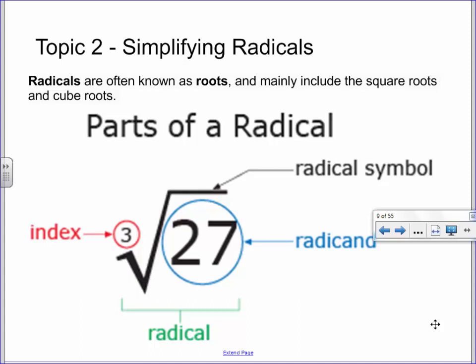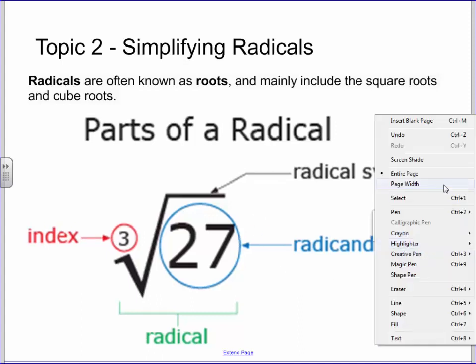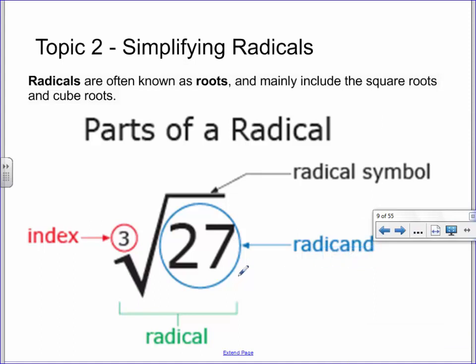Okay, today we're building on yesterday's concept. So yesterday we talked about factor trees, the idea of how we should be able to take any number and break it up into prime factors. For example, here's one on the board, 27. Okay. You should be able to recognize that 27 is, say, 3 and 9, and 9 is 3 and 3, and break it up into its prime factors.